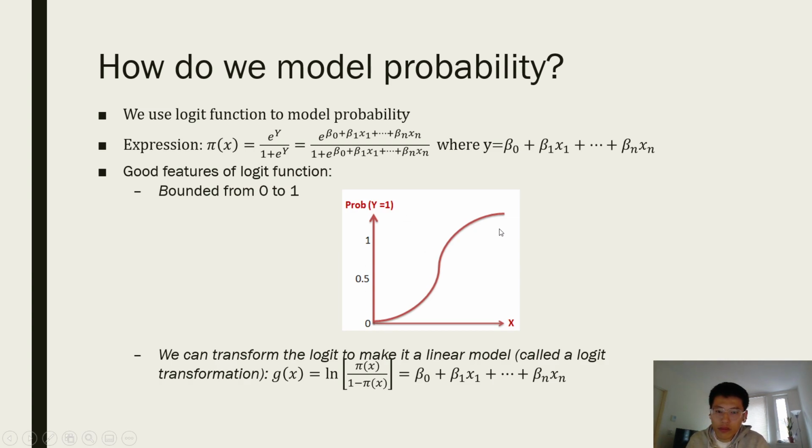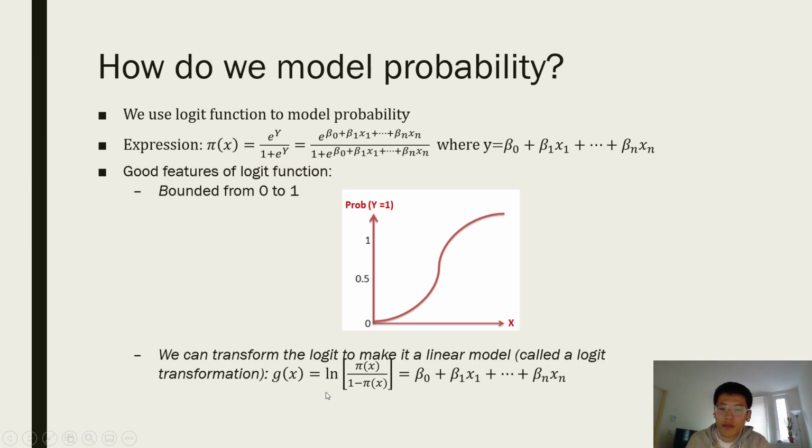So in this case, we can capture the probability here, because probability is bounded between 0 and 1. So that's the one thing we like about the logit function.